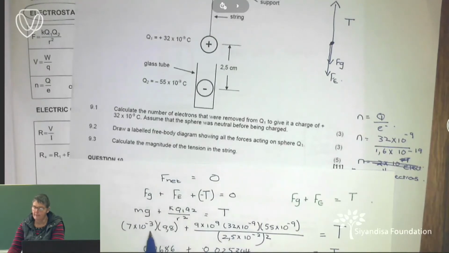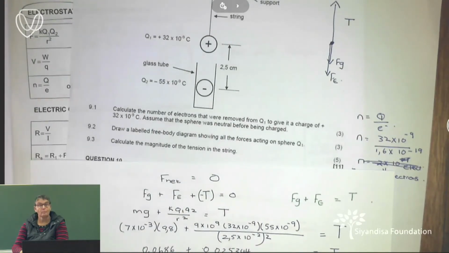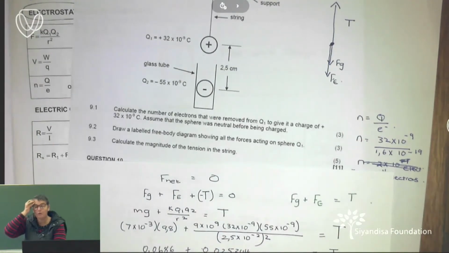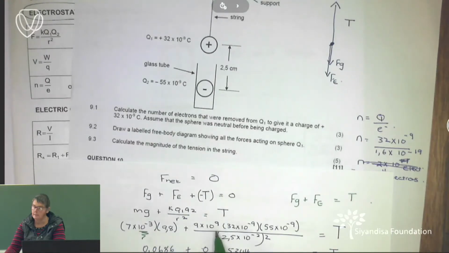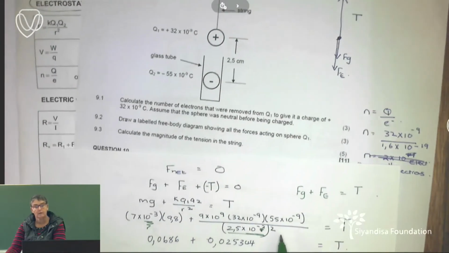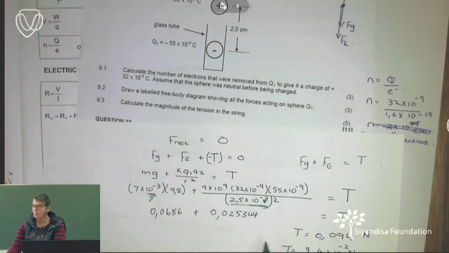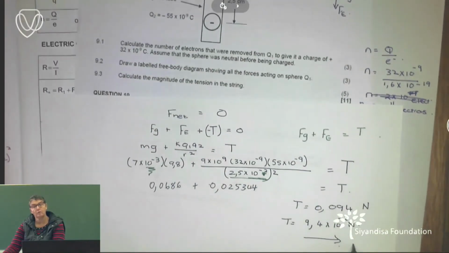Right. Then I looked at my mass, really important. My mass was 7 grams, so I've got to get it to kilograms. That's why my conversion is times 10 to the negative 3 times 9.8, right? Then I substituted in my values of my charges. My distance was given to me in centimeters, so I've got to look at my conversion and remember to square, okay? And then from there, we got our final answer, and T was equal to 9.4. Right. Quite a tricky question.